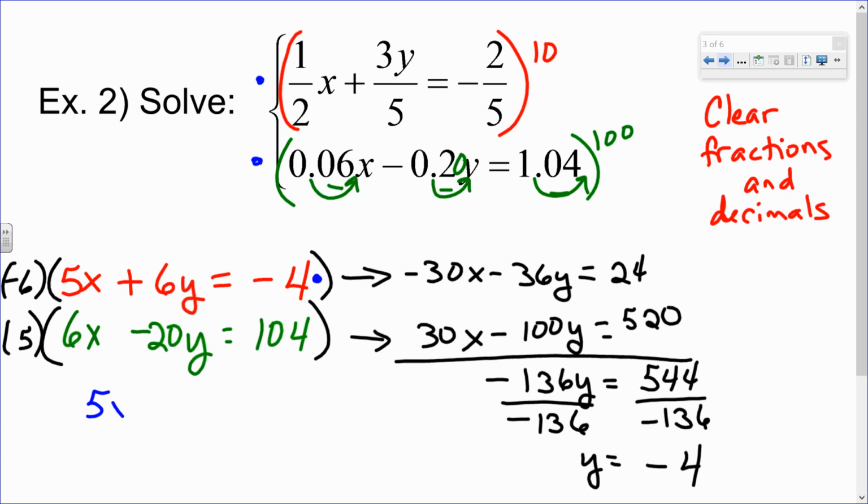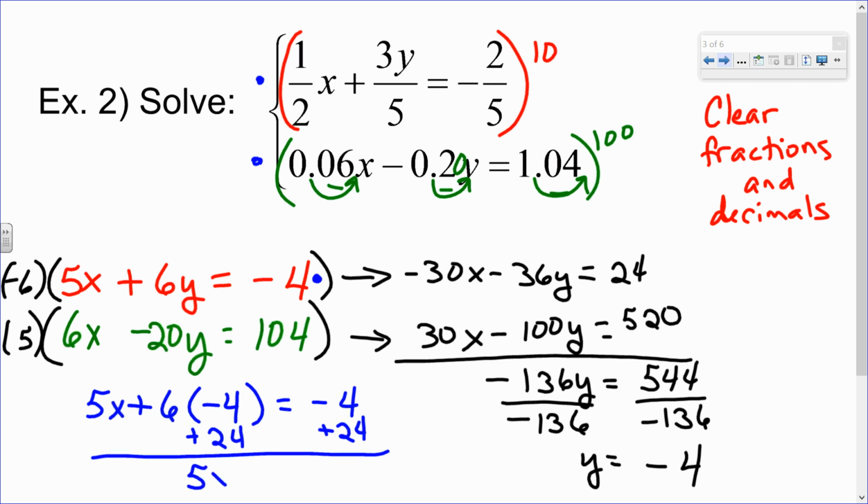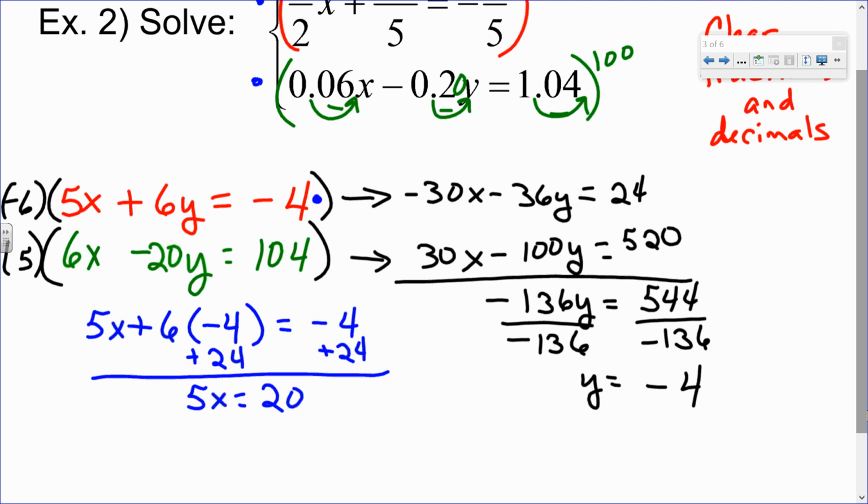So 5x plus 6 times y, which is now negative 4, has to equal negative 4. 6 times negative 4 is negative 24, so if I add 24 to both sides, 5x is 20, which means that x needs to be 5. No, x needs to be 4. Not paying attention to what I'm doing there. Then I need to write that as an ordered pair. X is 4, y is negative 4.